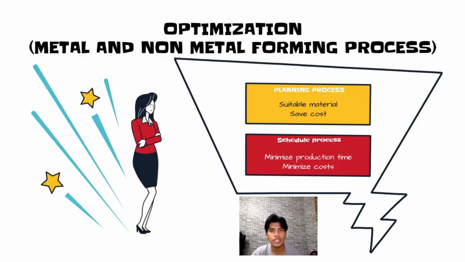The second point is especially for the non-metal forming process. This is because the process we use here is sand casting. Usually, a sand casting process will take much more time as compared to other processes. So, by a scheduled process, we can minimize time and improve the number of production. In the next slide, we are going to watch a video on the piston manufacturing process.